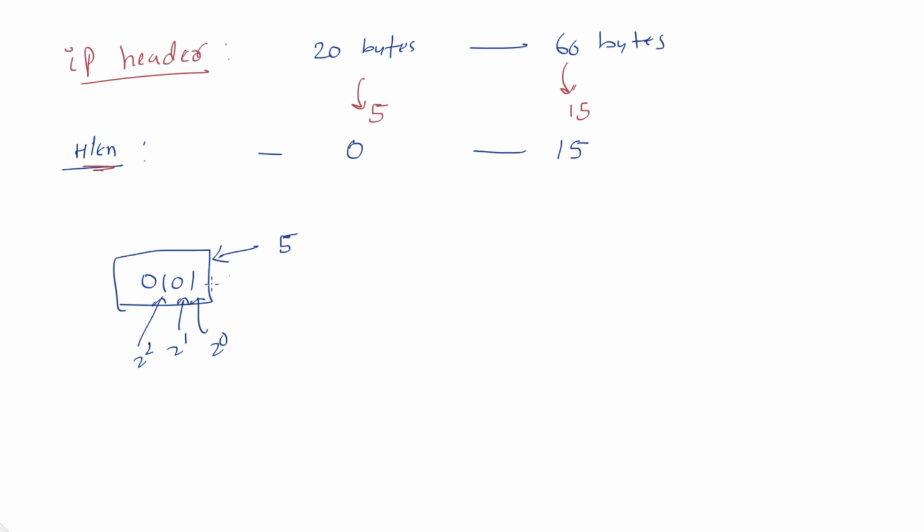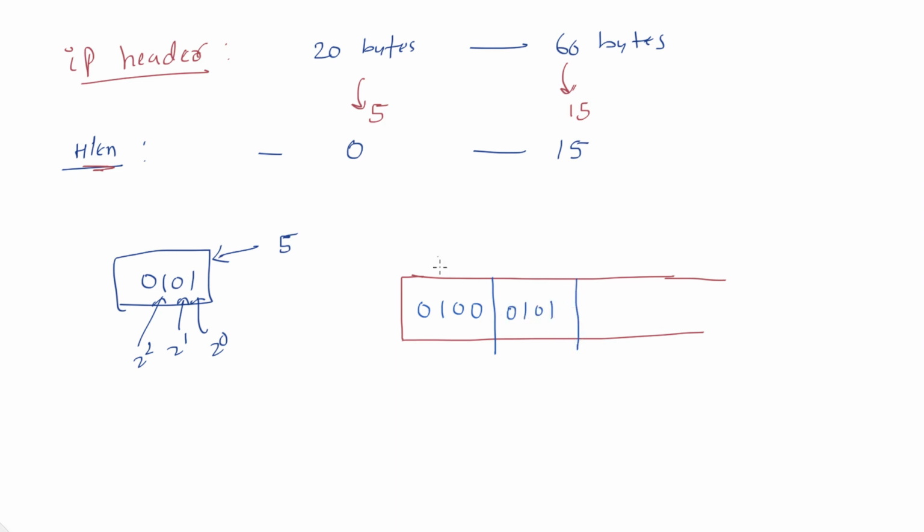So if I ask you what will be the initial 1 byte of my IP header, then the initial 4 bits are just IP version, which is 4, which means 0100. And then suppose my header length is having 20 bytes, then I will be having 0101 as my header length. So this is for my version, and this is for header length.